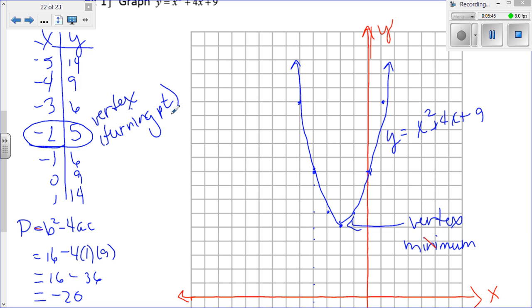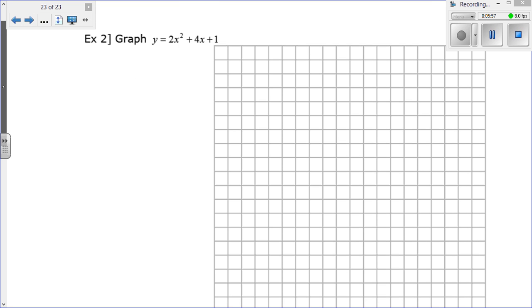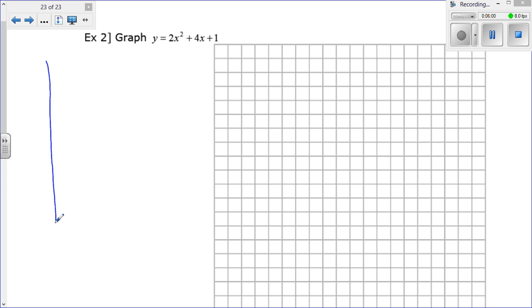Moving on to the next one. All right, here we have y equals 2x squared plus 4x plus 1. So when I type it into the calculator, this is what I get. The x values are -4, -3, -2, -1, 0, 1, and 2. I have y values 17, 7, 1, -1, 1, 7, and 17.